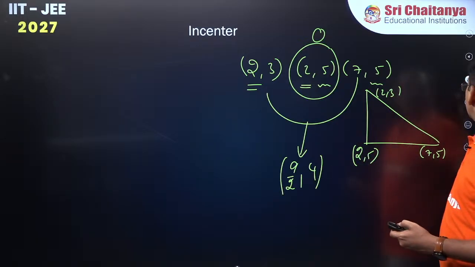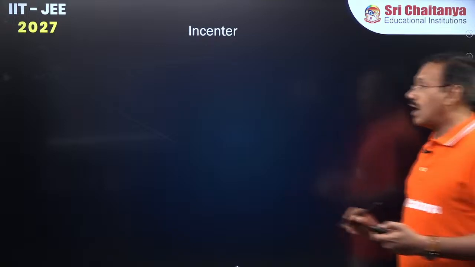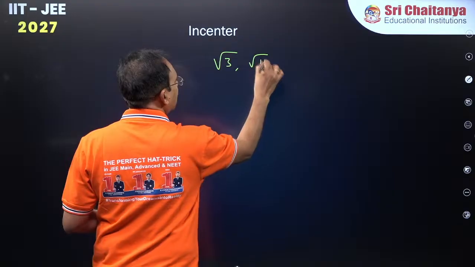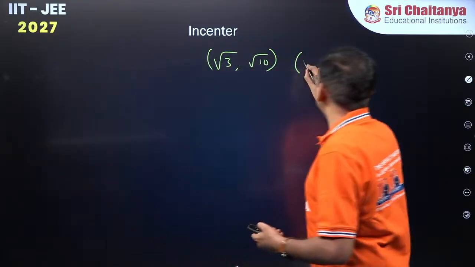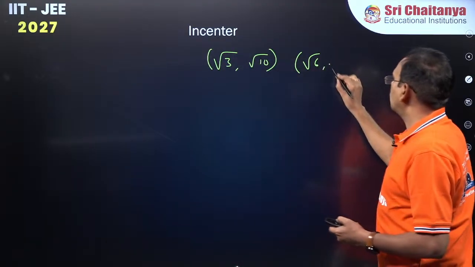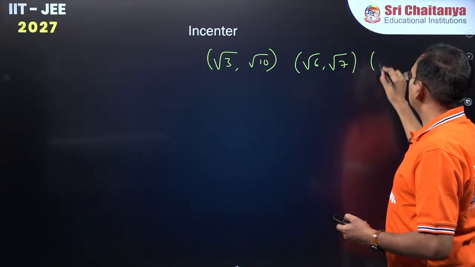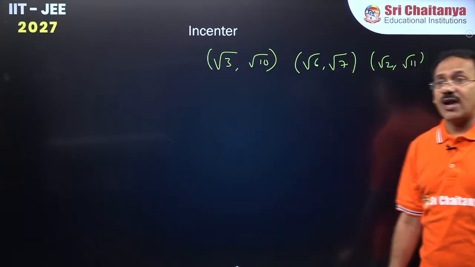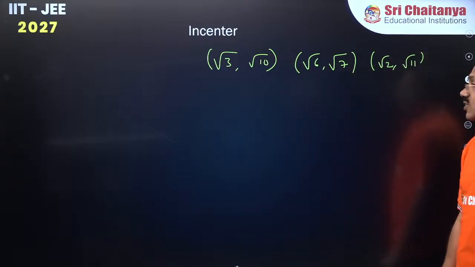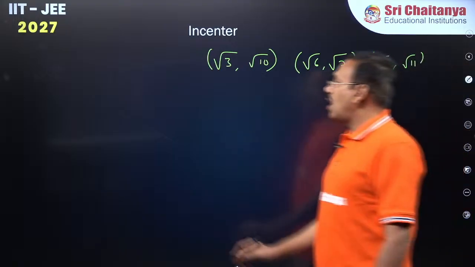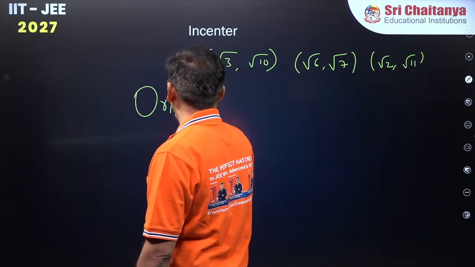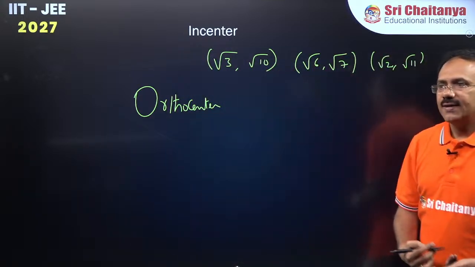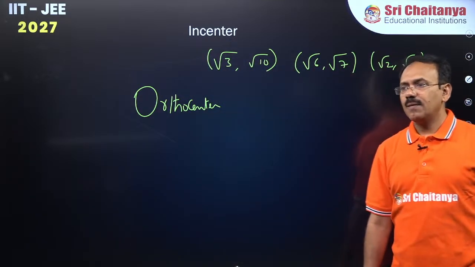Now one more question, dear students, try to answer. You see, (root 3, root 10), (root 6, root 7), (root 2, root 11). These are the vertices of a triangle. Can you find the orthocenter of this triangle? Orthocenter. Come on, quick. This is an important question, a beautiful question.